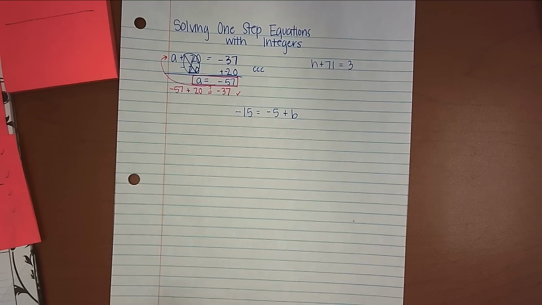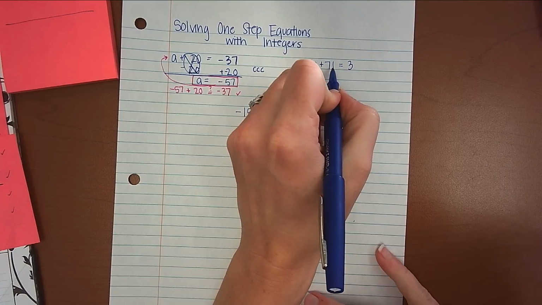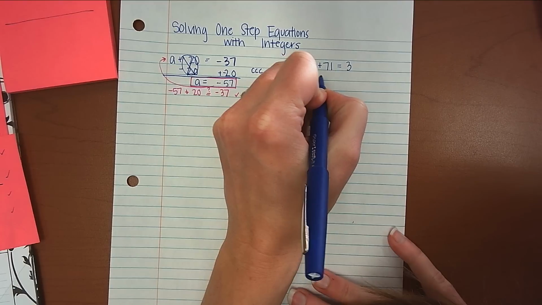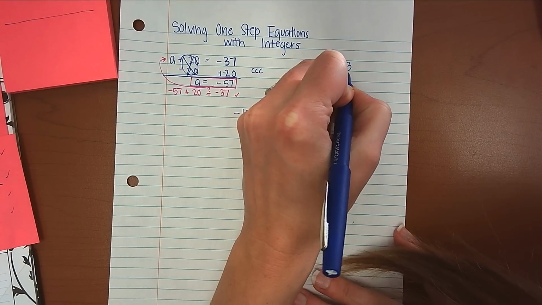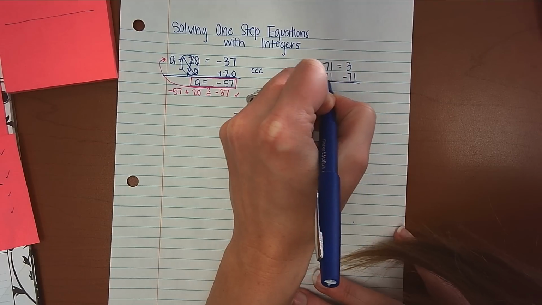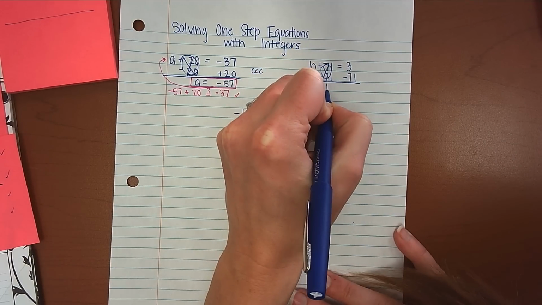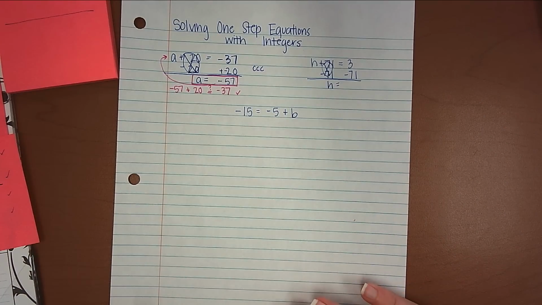This next one, we have h plus 71 equals 3. The inverse of adding is subtracting. So I'm going to subtract 71 from both sides. 71 minus 71 cancels out and is leaving me with just h.